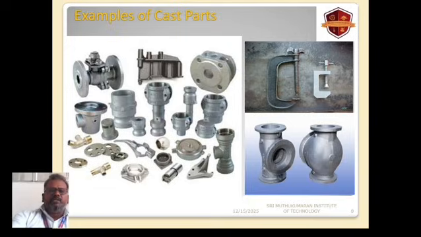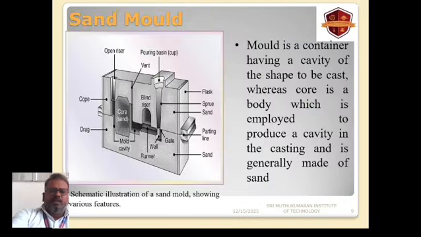Now in this visual you can see the examples of the cast parts, right? Then now we can see the section of the cope and drag, where you have the arrangements to make the pattern, to fill the pattern and take the pattern out of the mold, then you have to make the product.